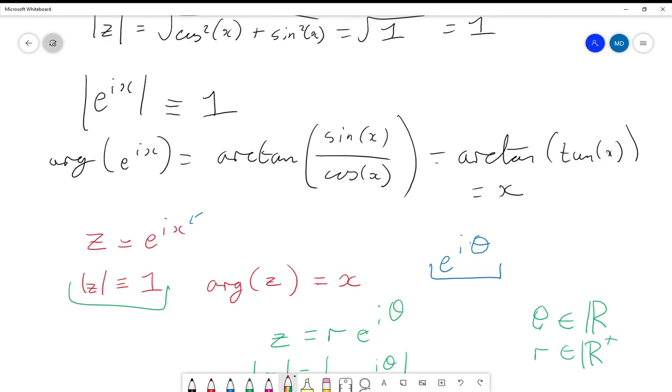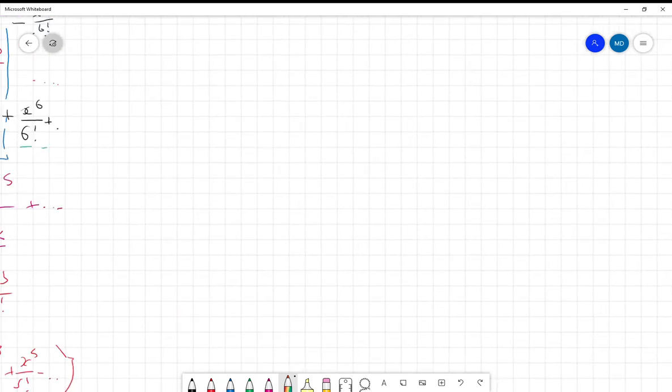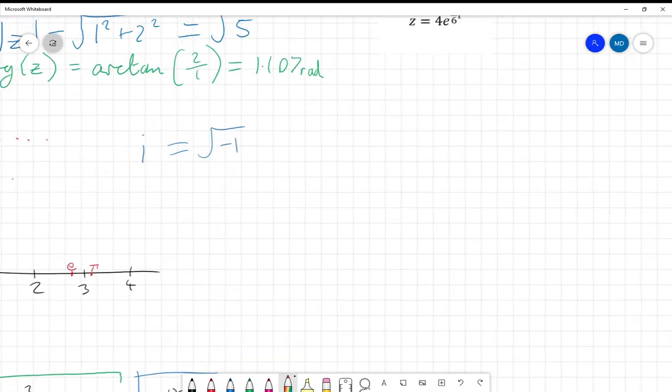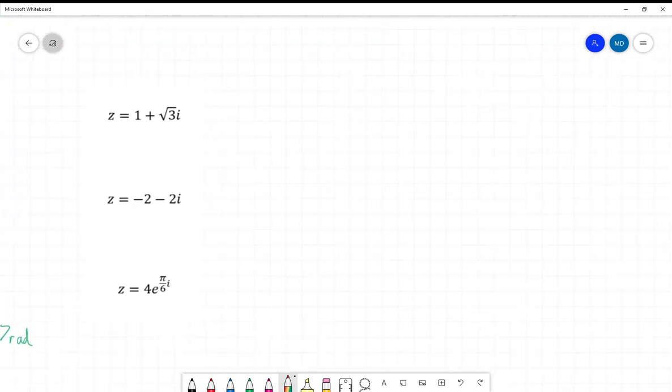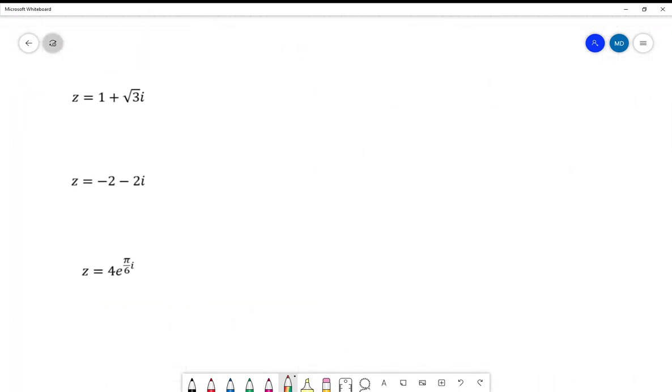Okay, we're now going to use this information. It's taking a little bit of a while to go through, but let's just do some examples of converting one way and the other.